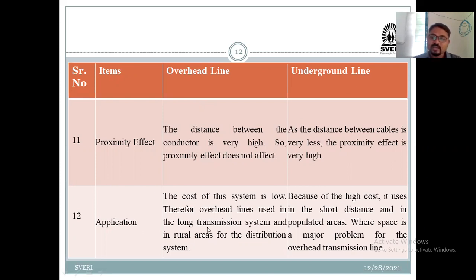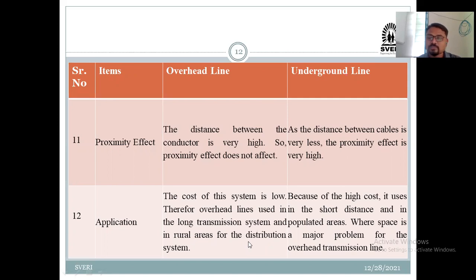Okay. And the very last point is the application. What is the application? The cost of the overhead system is low, therefore the overhead line is used in the long transmission system and in the rural areas for the distribution of the system. That means if you look at the overall system cost, the cost is low. Therefore, whatever overhead lines are there, they are used for long transmission and distribution purposes in the rural areas.